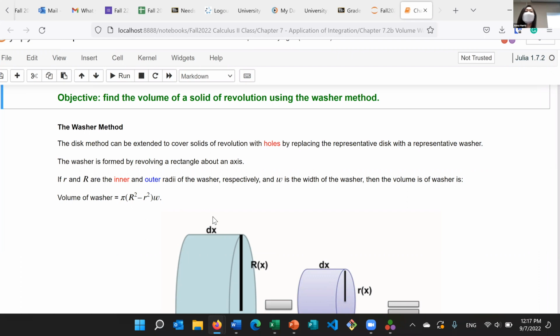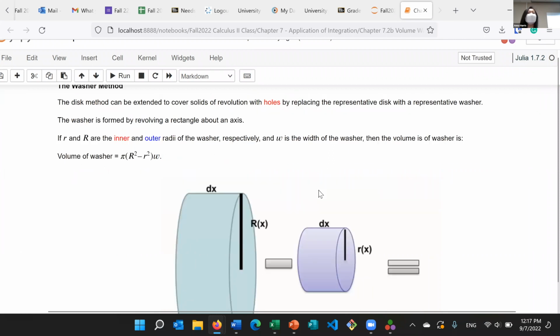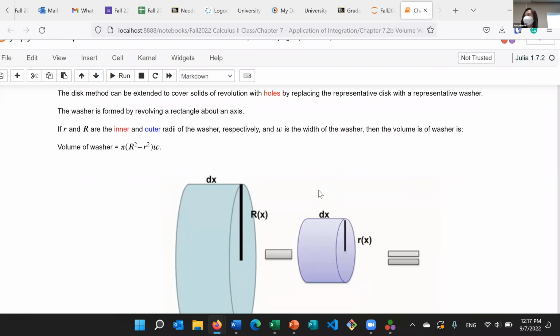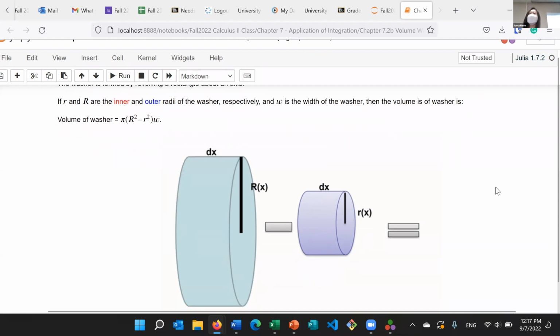The disk method can be extended to cover solids of revolution with a hole by replacing the representative disk with a representative washer. The washer is formed by revolving a rectangle about an axis, either the x-axis, the y-axis, y equal to 3, x equal to 4, whatever, okay? So if r, the small r, and R, the bigger R, are the inner and outer radii of a washer, respectively, and w is what? The width of the washer, then the volume of a washer is pi times what?